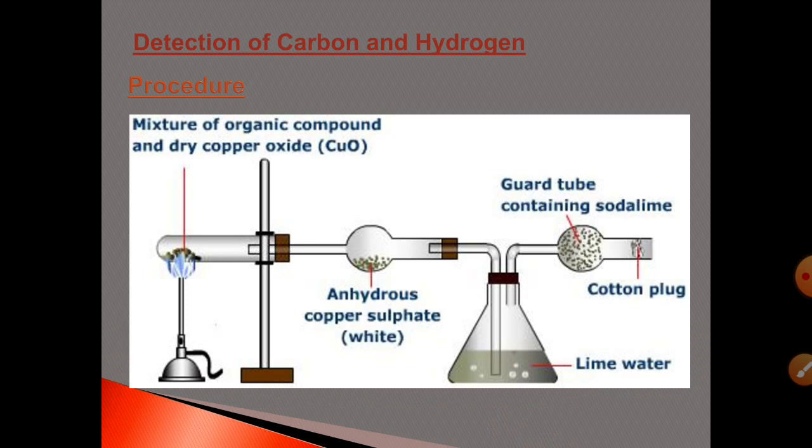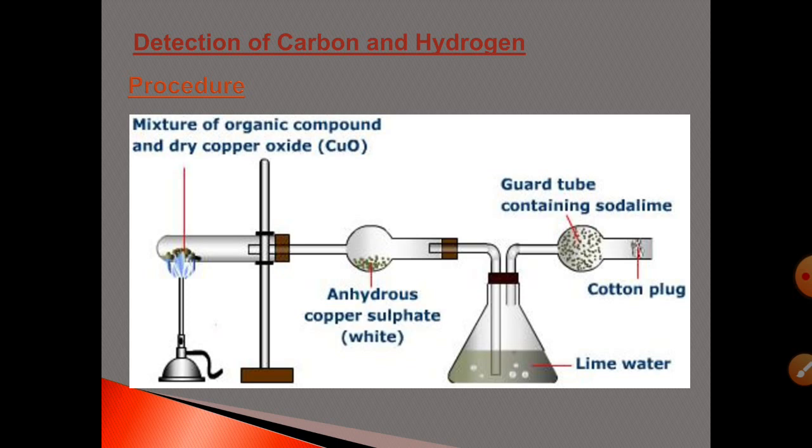The presence of various elements in any organic compound can be detected as follows. Detection of carbon and hydrogen. Carbon and hydrogen can be detected by heating a small amount of organic compound with cupric oxide, CuO, in a glass test tube. On heating, the carbon and hydrogen in the mixture are oxidized to carbon dioxide and water respectively.